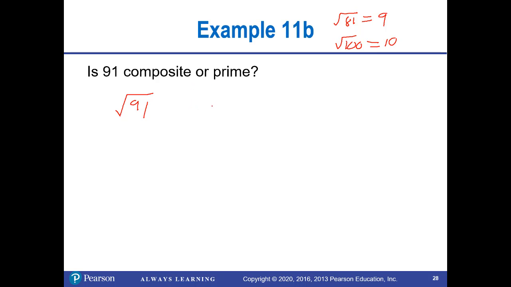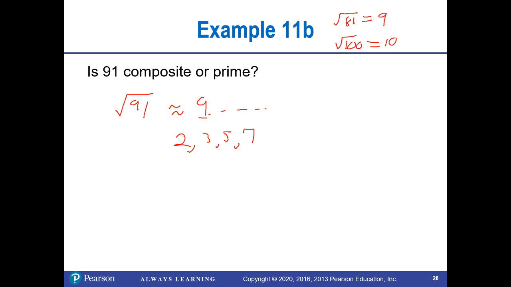So that means I'm going to say it's approximately 9 point something. Doesn't matter point what. I check for prime factors up to this number. So the prime factors up to or equal to 9 would be 2, 3, 5, and 7. We know that it's not 2 because it's not an even number. It doesn't end in 0, 2, 4, 6, or 8. We know it's not 3 because 9 plus 1 does not equal a multiple of 3. We know it's not 5 because it doesn't end in 0 or 5.